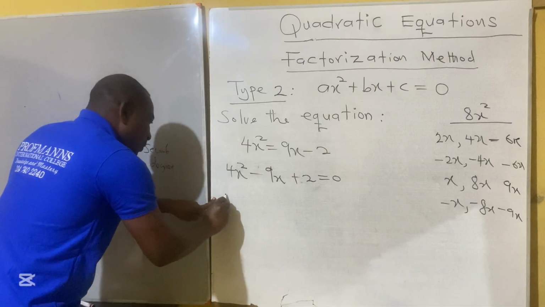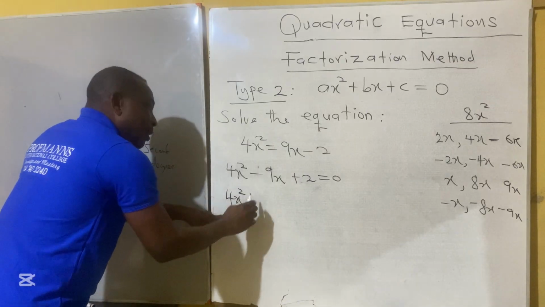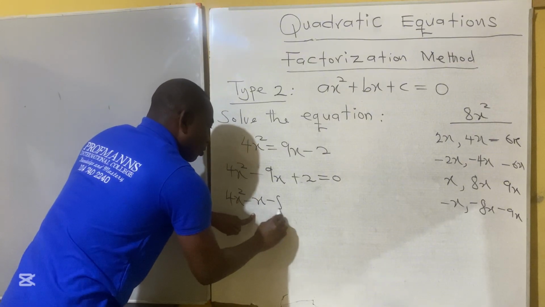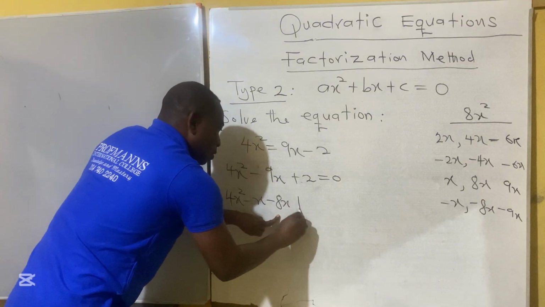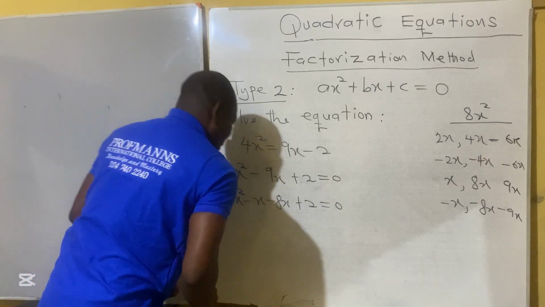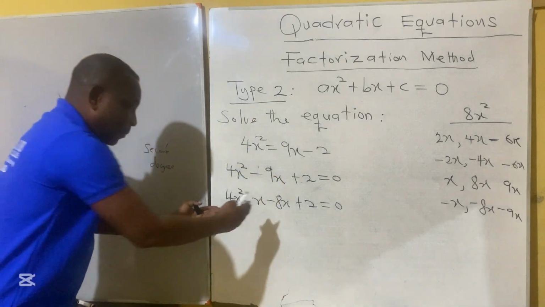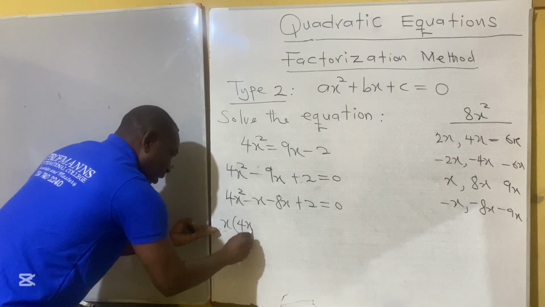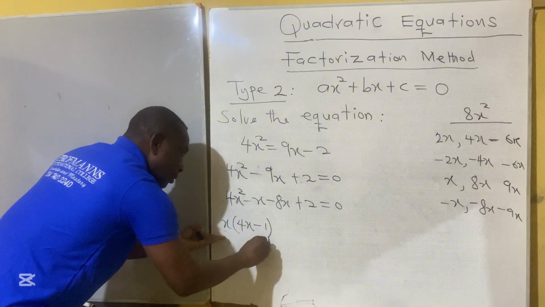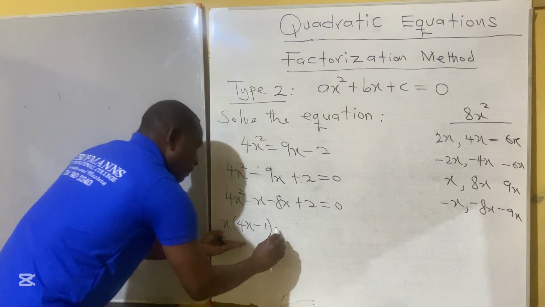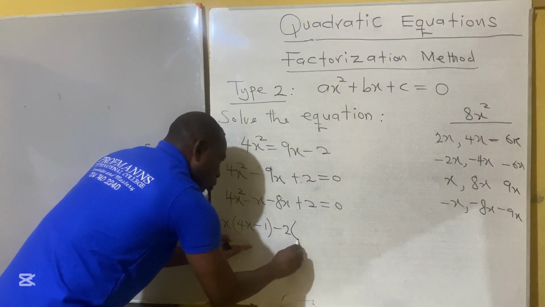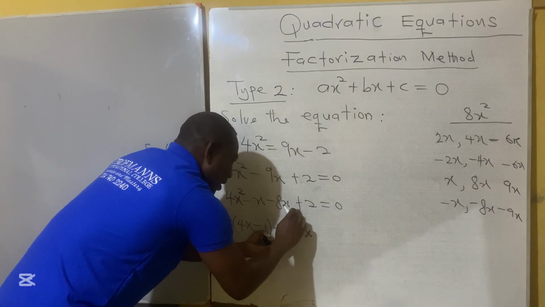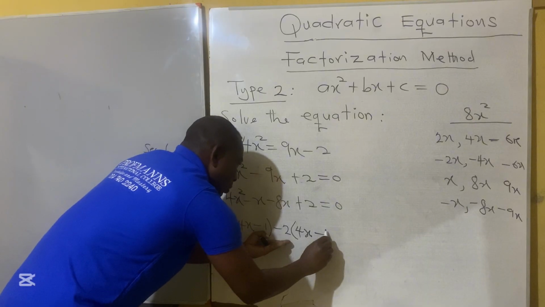So we rewrite this. In place of the middle term, we bring those two factors: 4x squared, minus x, minus 8x, plus 2 is equal to 0. Then we pick these in pairs and factorize. So here we factorize x. So we have 4x here, minus 1. Here we factorize minus 2. So when we factorize minus 2, here becomes positive 4x, and then here becomes minus 1.